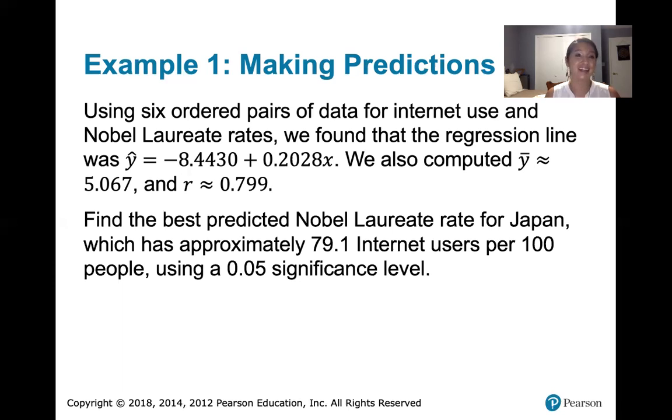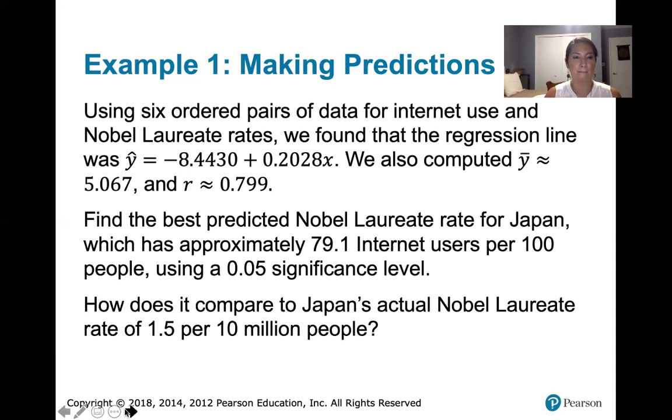With 6 pairs of data, it's a tough bar. It's a high bar. That linear correlation coefficient r is going to have to be really high when our sample size is so small, n equals 6. But we'll see if we have sufficient evidence of a linear correlation with n equals 6. Okay, and then after we do that, the question says, how does that predicted Nobel Laureate rate for Japan compare to Japan's actual Nobel Laureate rate of 1.5 per 10 million people? So they have 1.5 Nobel Laureates per 10 million people in Japan. And say, okay, well, how does that compare to our prediction? Well, first we've got to do the prediction.